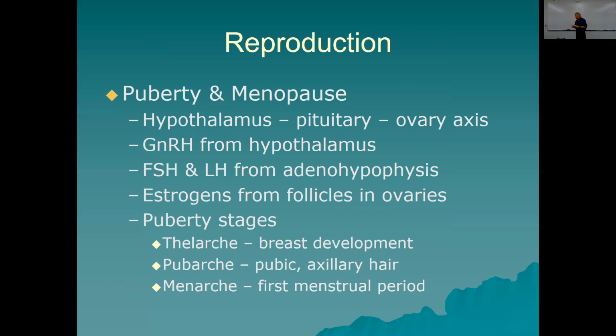All right, so the FSH and LH from the adenohypophysis, which is the anterior pituitary, follicle stimulating hormone and luteinizing hormone. FSH starts the follicular development in the ovary, starting with primordial follicles to primary follicles to secondary to a graafian follicle. And estrogen is secreted by follicles in the ovaries, and that helps follicular development also.